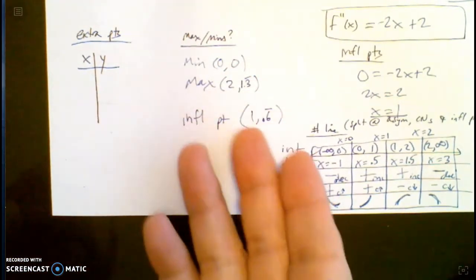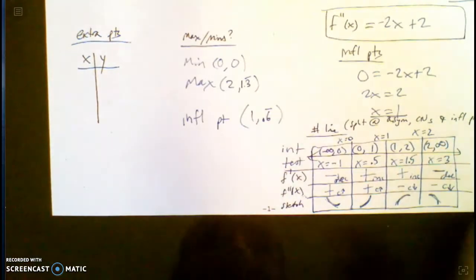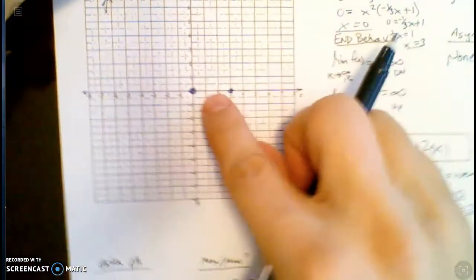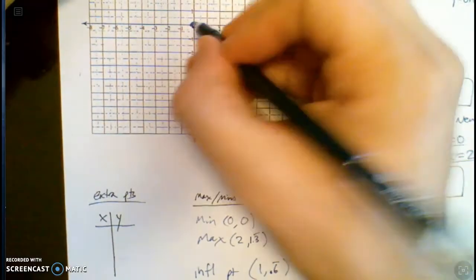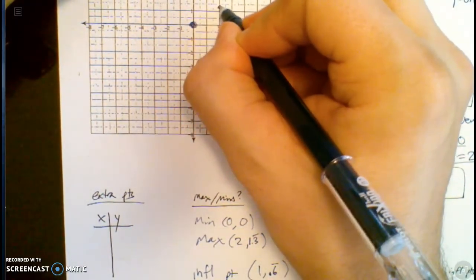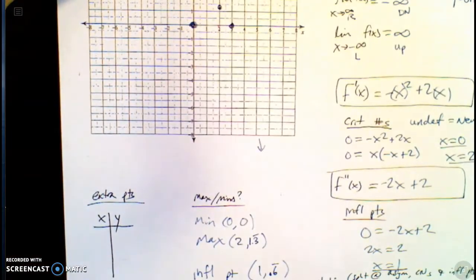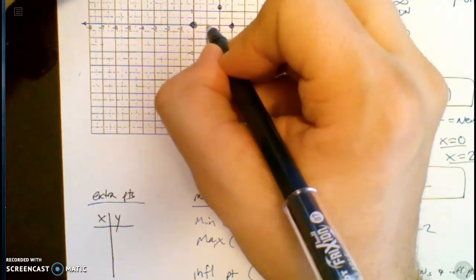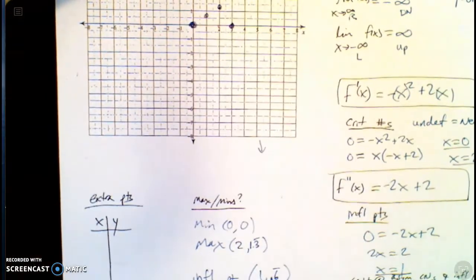And these are cool because I have more dots to draw. I know the shape of my graph, but I need some dots to hit. So 0, 0 is already on there. 2 comma 1.3 repeating. 2, 1.3 is right there. That's a max. There's an inflection point at 1 comma 0.6 repeating. So here's 1. That's about 0.6. So that's where it switches from concave up to concave down.